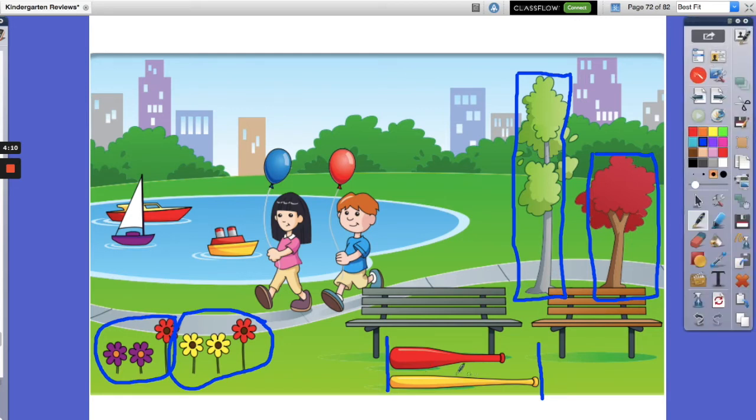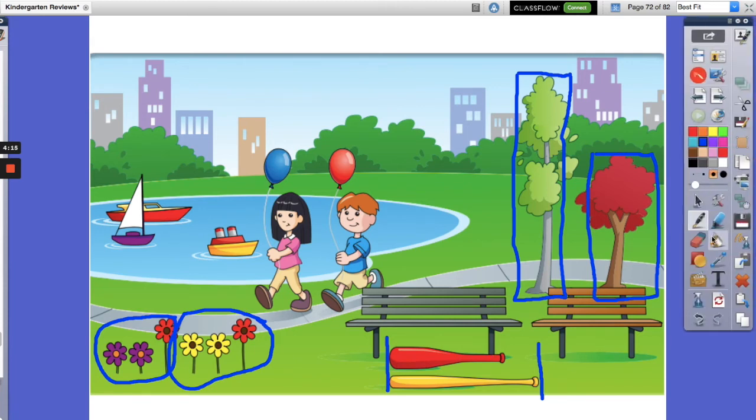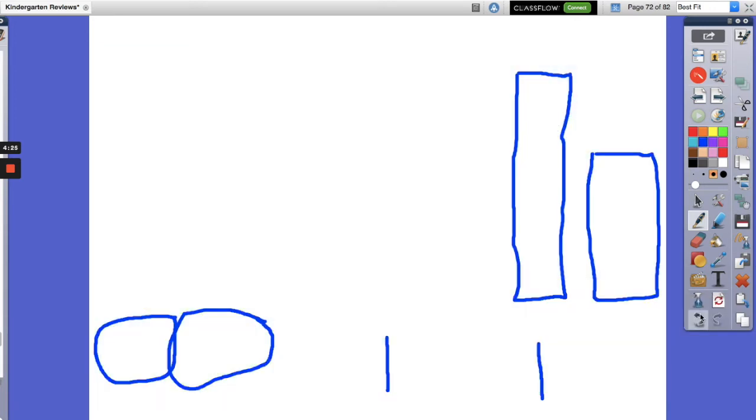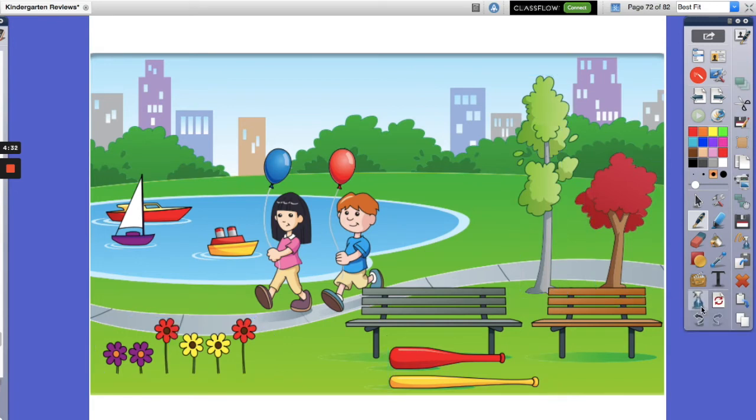And then when we talked about the bats, we looked at them horizontally and we said that they were longer. And that was kind of the word we were using, longer or shorter. So we use short with both taller and longer, and then short and shorter are the words we use with both of those comparisons.